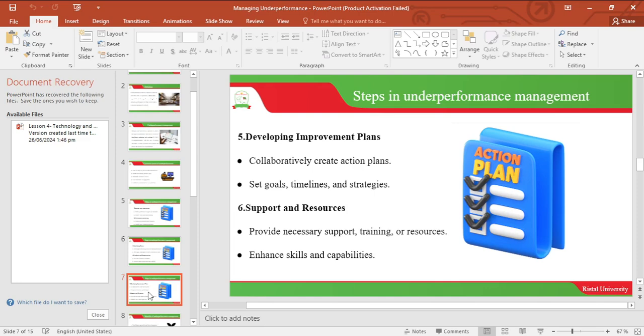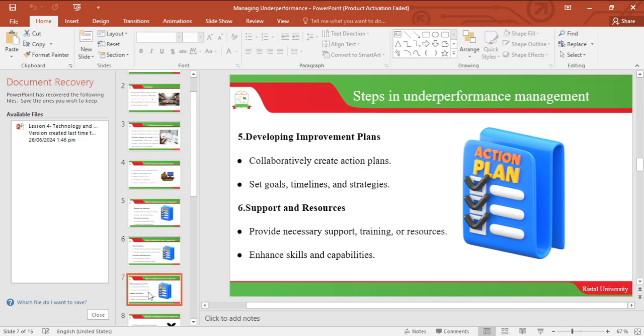Okay? Then the next one is support and resources. You can provide support. The support can be financial, in terms of financing the training given to the employees, or it could be allocating someone like a coach or mentor to make sure that such an employee learns from them. So that is the support you need to give to the employees who are not performing.